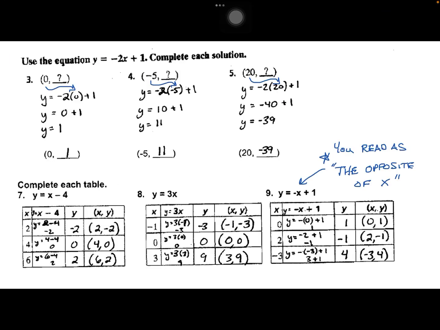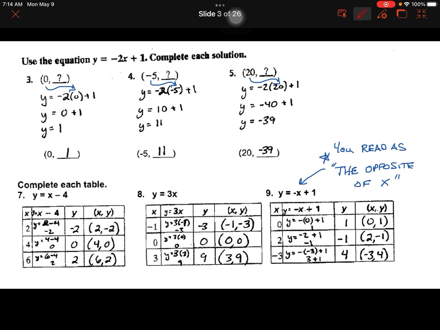Let's take a look at number 3. Now, number 3, they gave you the x. It's basically the same as the table of values, except they didn't give you the y, and so you're going to plug in 0 on 3. And so when you have 0, you get 1 on 4. -5, 11 is the solution, and 20, -39 is the solution. Your answers on number 7 should be these, -2, 0, and 2, and then you put them together as an ordered pair. Number 8 is -3, 0, and 9.